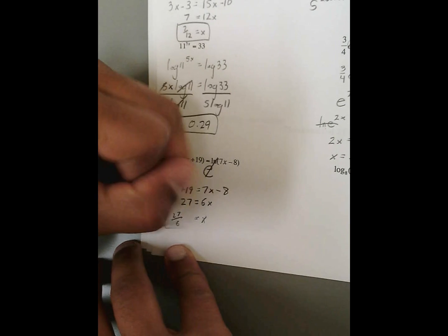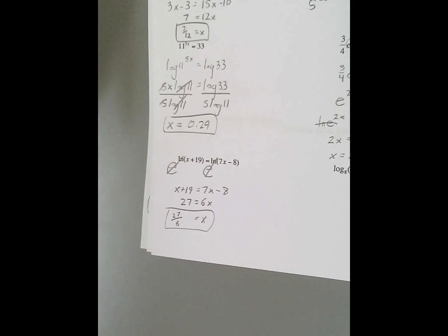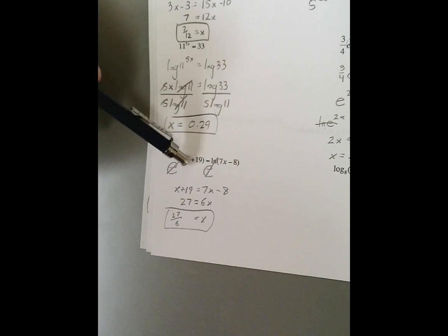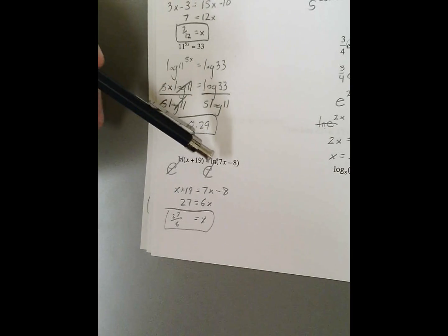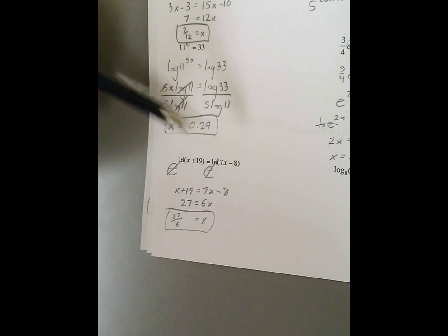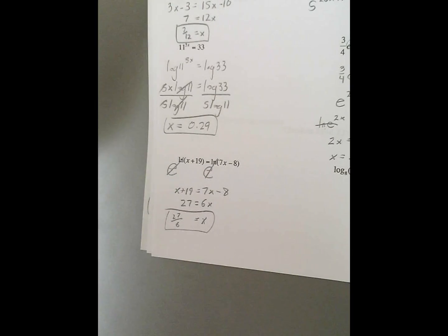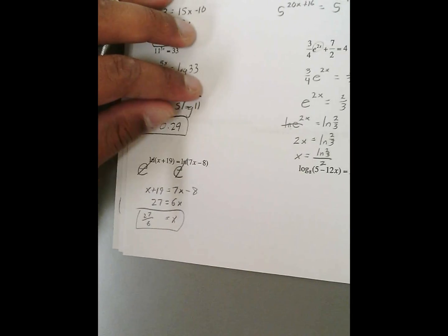We need to check for extraneous solutions when we solve logarithmic equations. Remember, we can't take the log of a negative. 27 sixths plus 19, that's positive. 7 times 27 sixths minus 8, that's also positive. If you need to use your calculator to check that, go ahead.